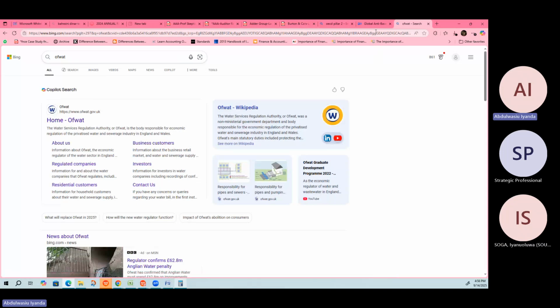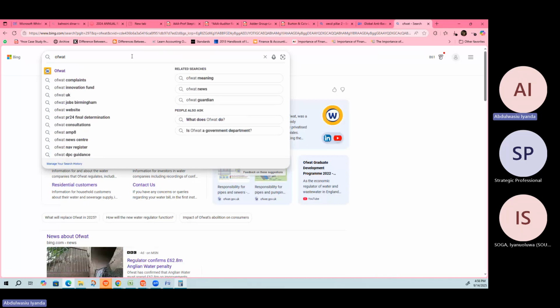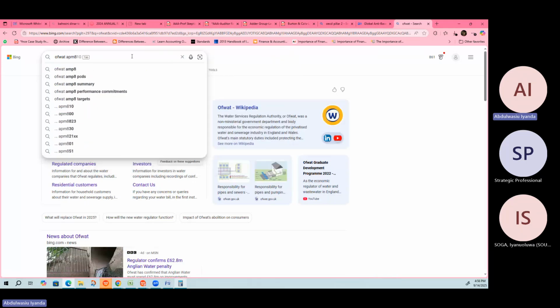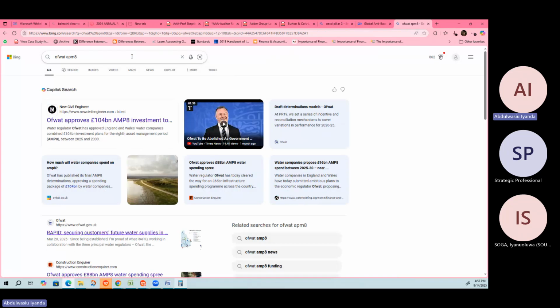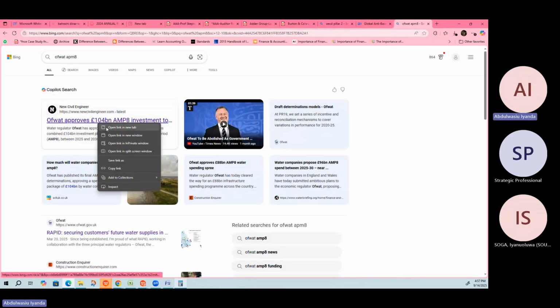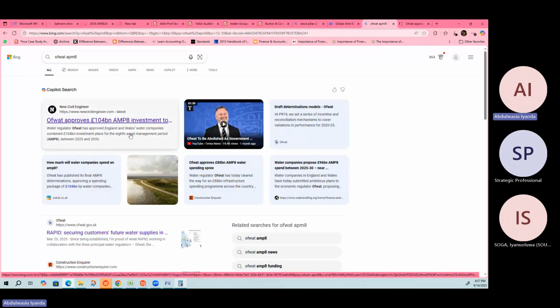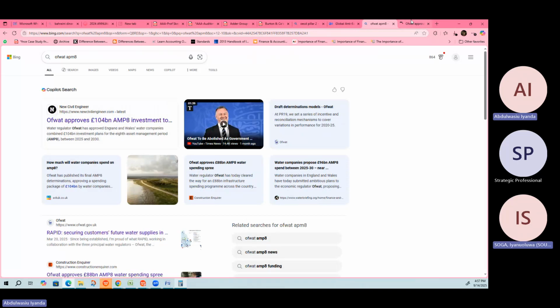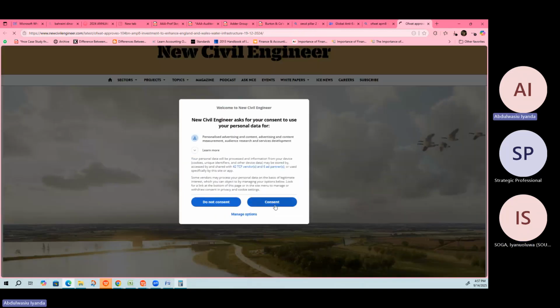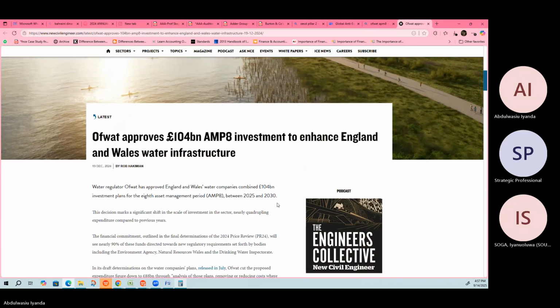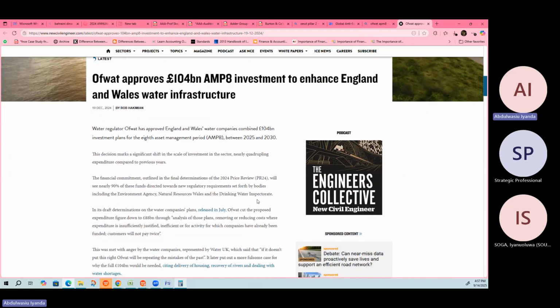And the current AMP is, I think, AMP 8, if I'm right. I can't remember. You can see it runs from 2025 to 2030, so it's usually five years. This is a regulation that will have an impact on the way companies in the water sector operate.